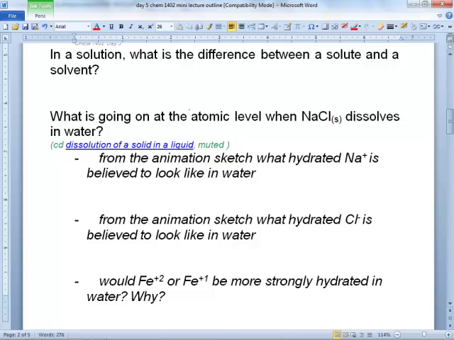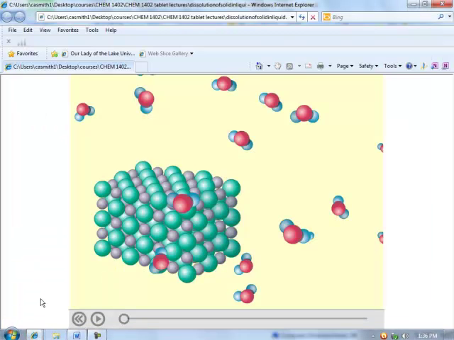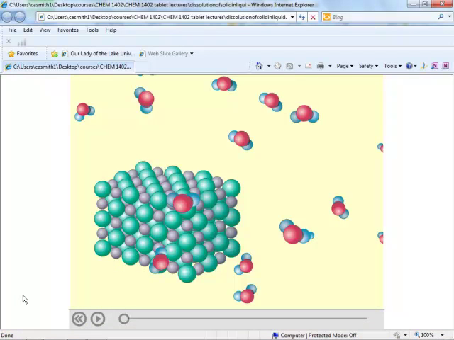Okay. Let's take a look at the atomic level. Sodium chloride, there's no molecules. What's going on at the atomic level when sodium chloride dissolves in water? Okay, let's see the picture here. Okay, here's the static image. Now, Victoria, where are the water molecules? Yeah, they're gonna be floating around.